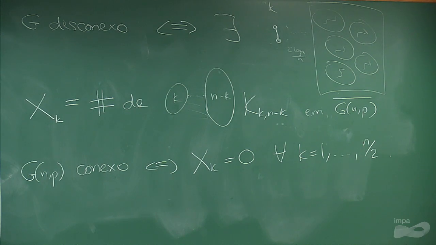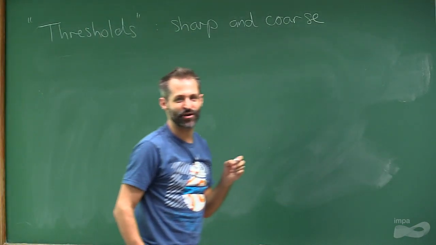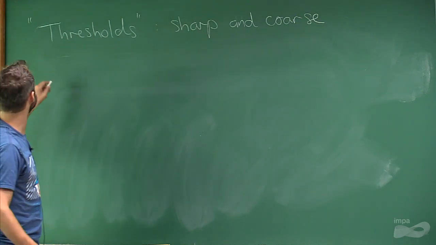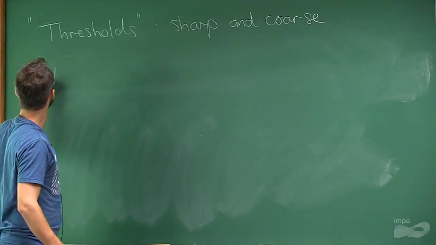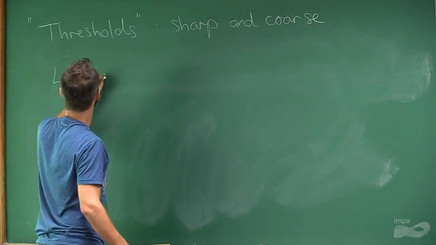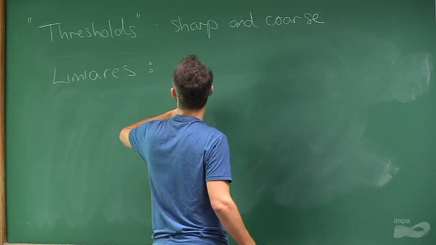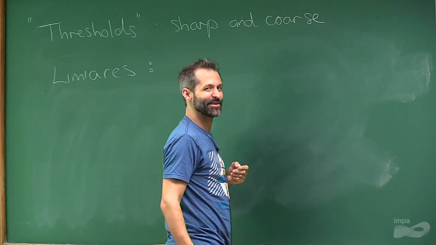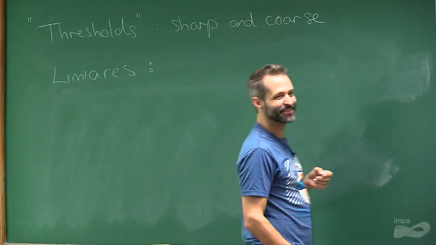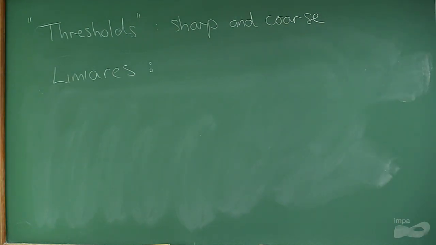Sorry, I'm writing this in English because I'm never happy with the translation of this. So I'm not even sure what to write. I understand that the standard translation of threshold is linear, which I don't like at all. I don't know what to say for sharp and coarse.